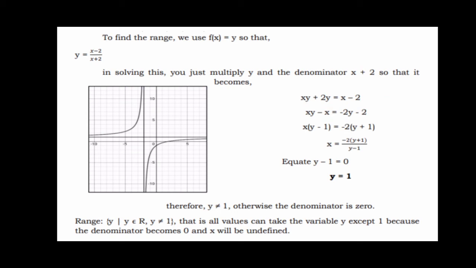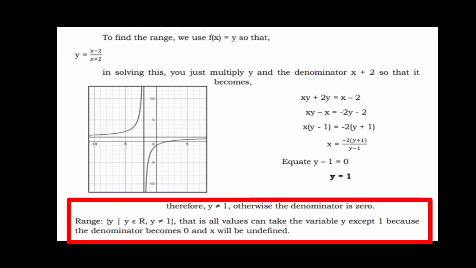Factor out x, and you will have x times y minus 1 is equal to negative 2 times y plus 1. Dividing both sides by y minus 1, you will have x is equal to negative 2 times y plus 1 all over y minus 1. Equate now your denominator to 0, and you will have y minus 1 is equal to 0. Transpose negative 1 to the other side, and your y is now equal to 1. Therefore, y should not be equal to 1, otherwise the denominator is 0.